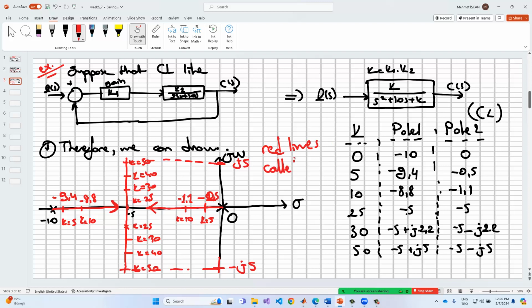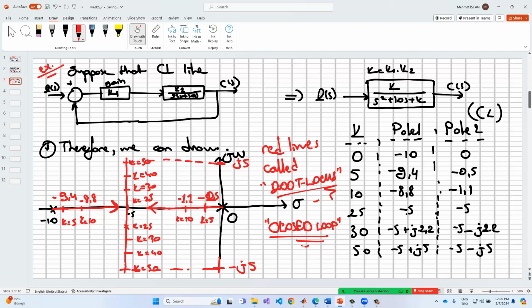These red lines are called the root locus. Guys, these red lines are always the closed loop response of your system.